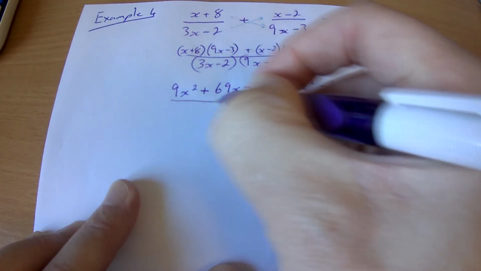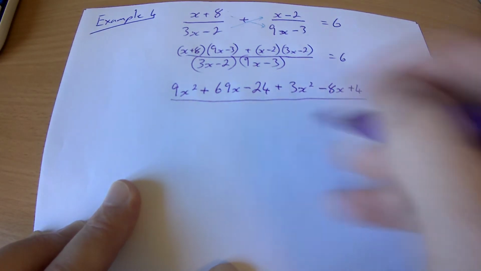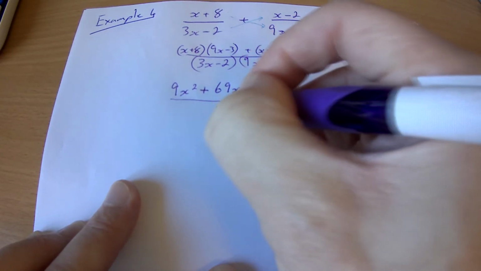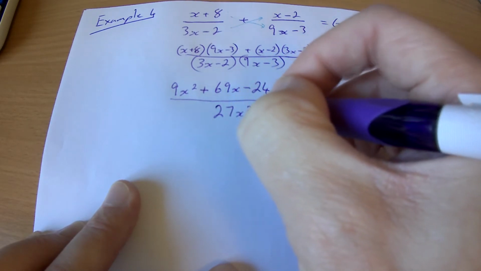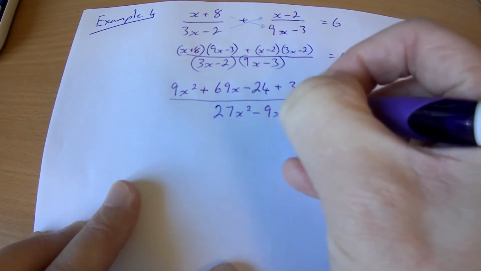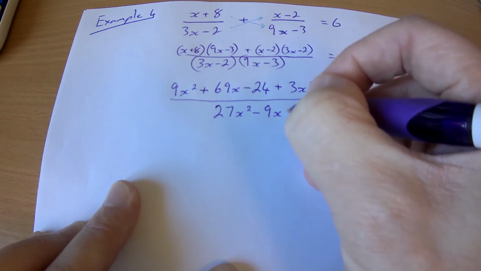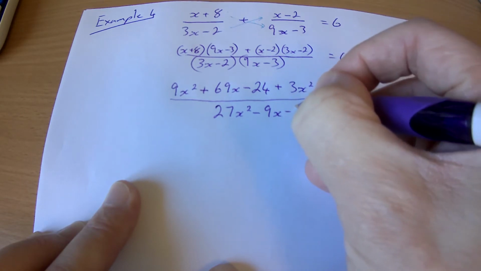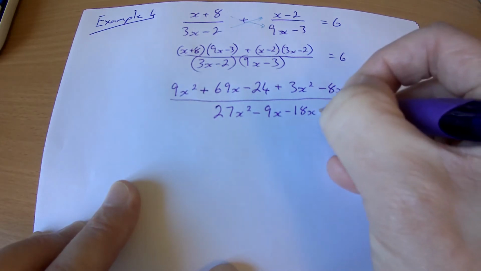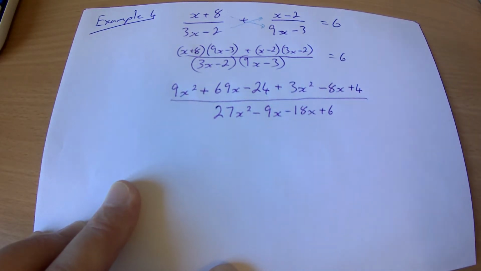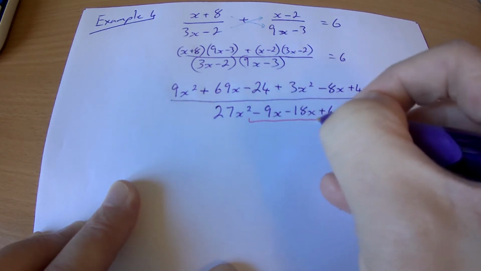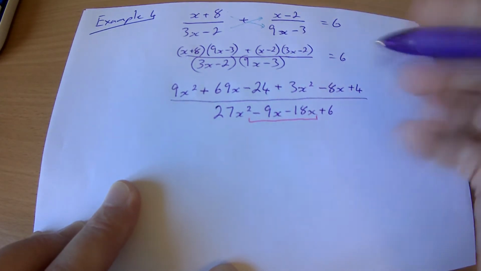So we'll do the same with the denominator, multiply them out, which gives us something that looks like 27x squared minus 9x minus 18x plus 6. Of course I'm going to bring these together as well to give negative 27x. That's still all equals 6.